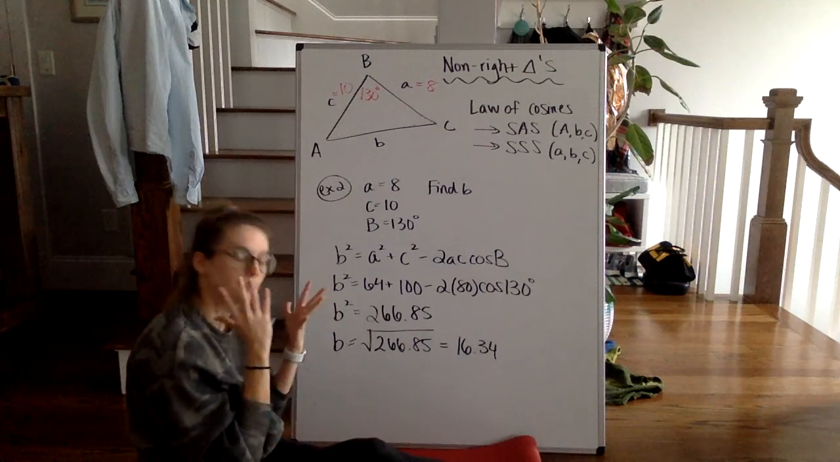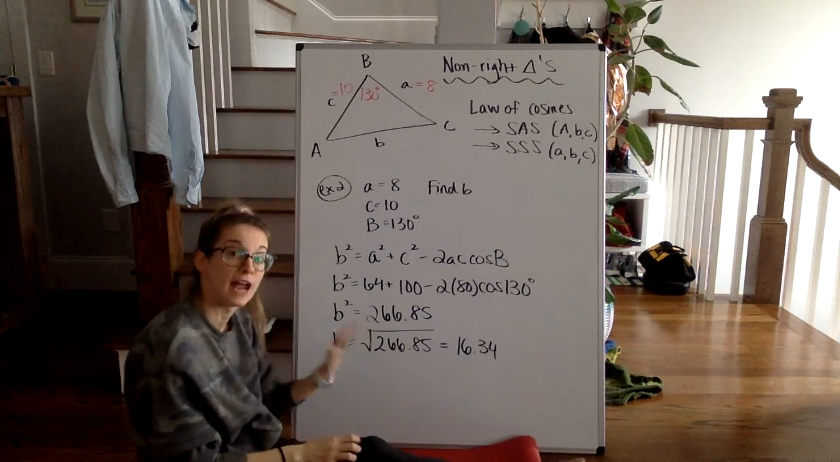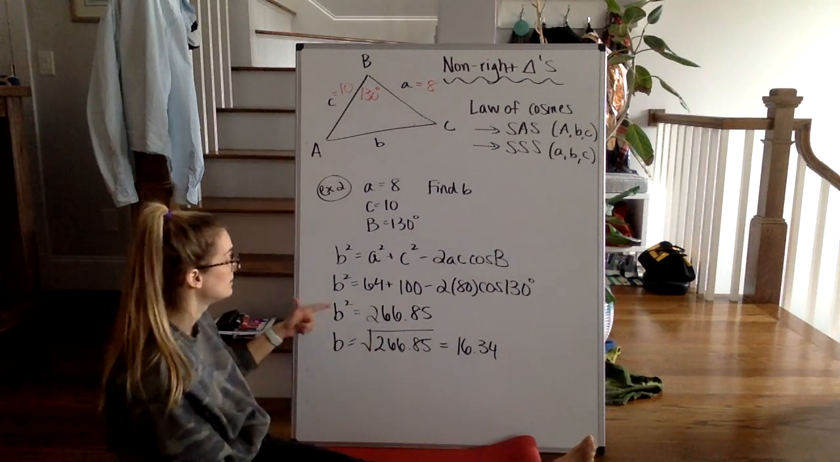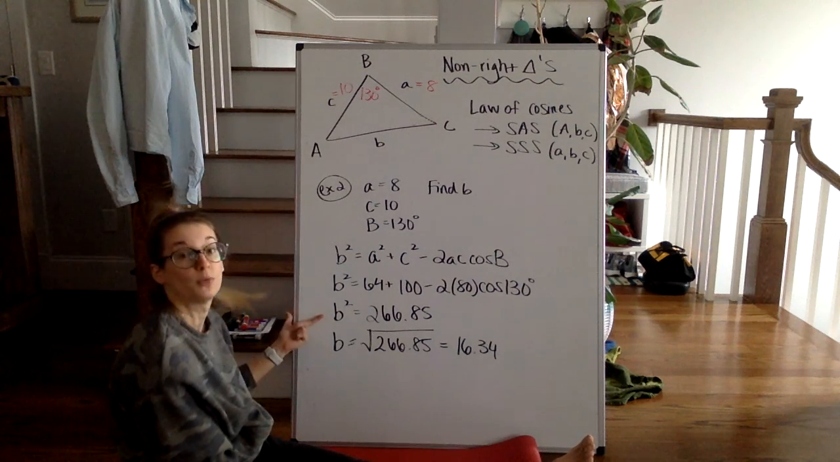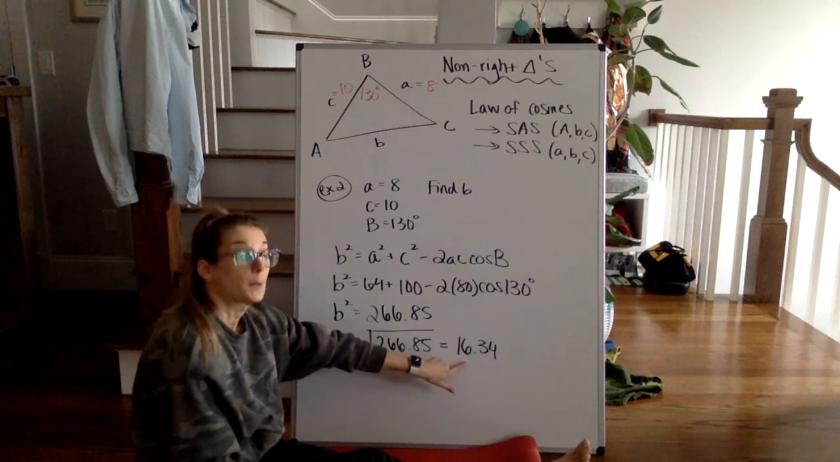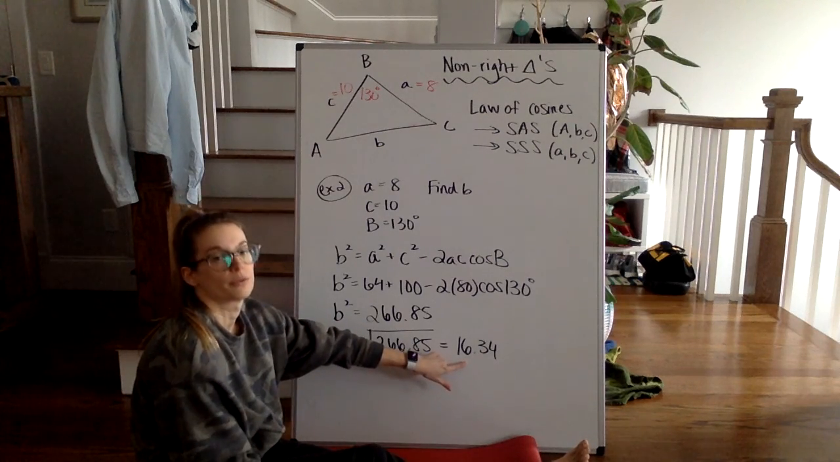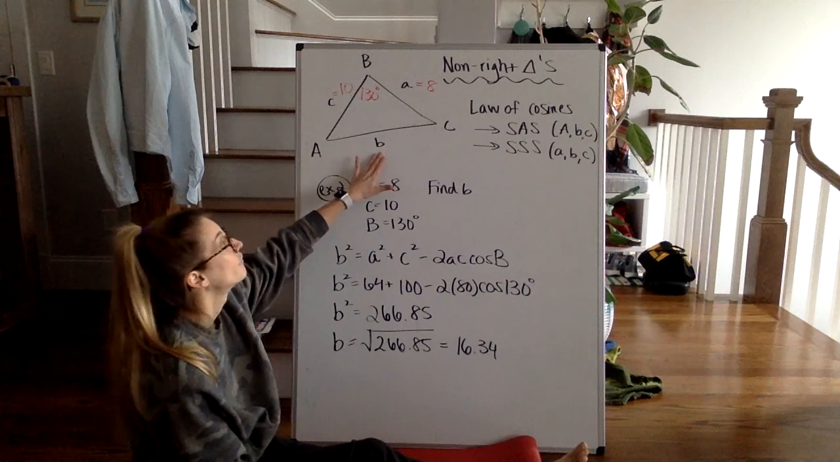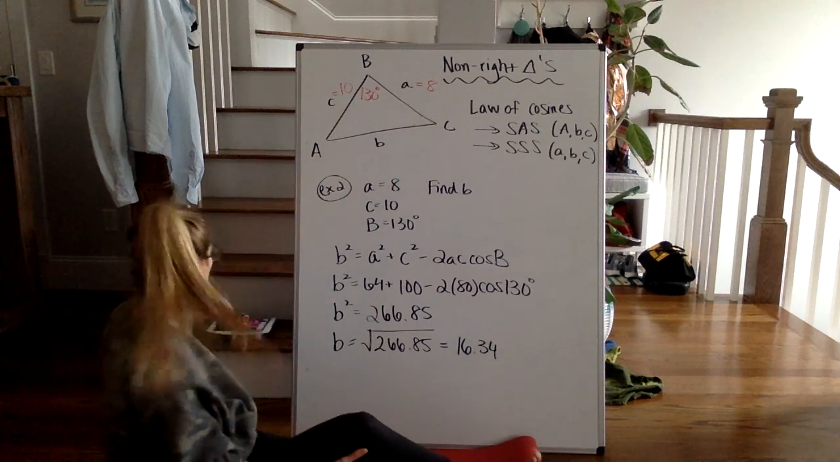I guarantee many of you are going to forget that there's a final step here when you're using the law of cosines, which is to take the square root of both sides. Taking the square root of this value, we get that b is approximately 16.34 units, and we've solved for side length b.